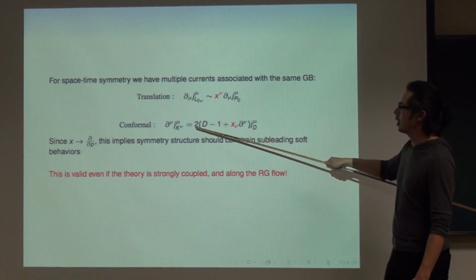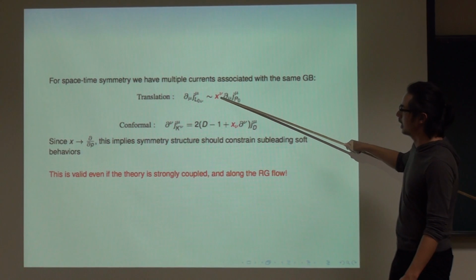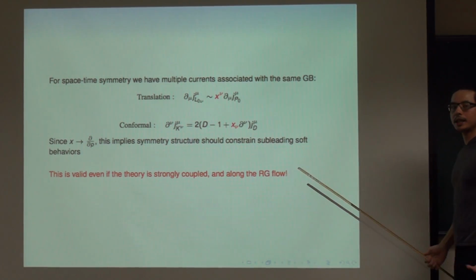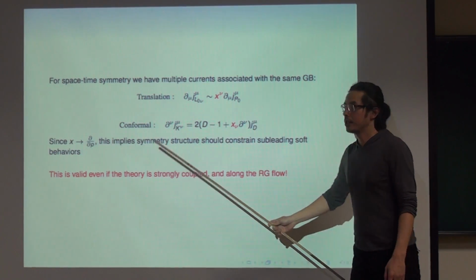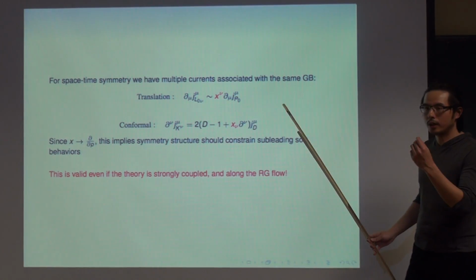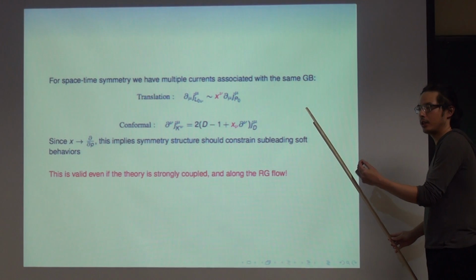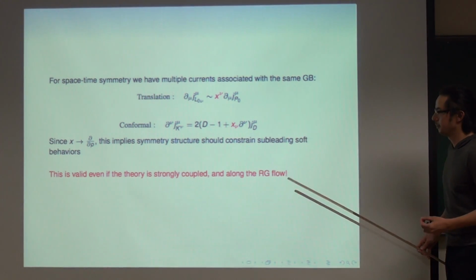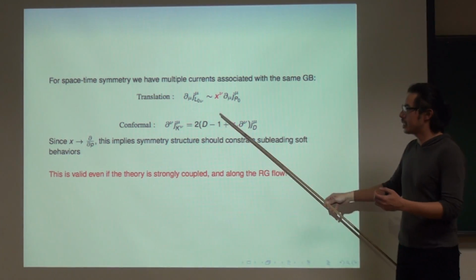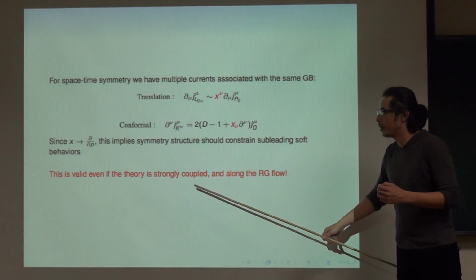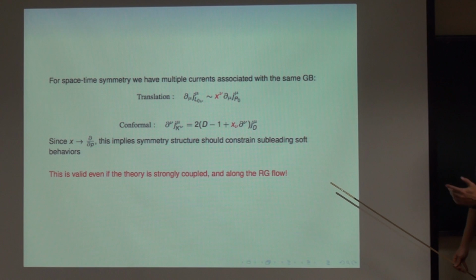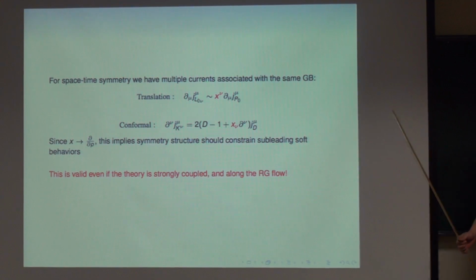There's always a relation that relates these two currents with an extra X factor. Now, what is X? Well, in momentum space, X is derivative of P. So the presence of this is actually giving you information about the subleading expansion in your soft momentum. More importantly, since this current algebra derivation is true even if the theory is strongly coupled, or even just along the RG flow, because we're just doing current algebra, we're not assuming perturbative expansion, whatever I derive from here must be true.